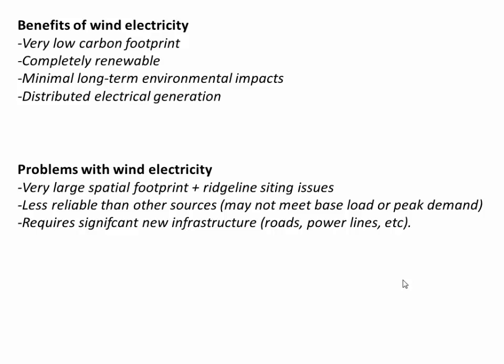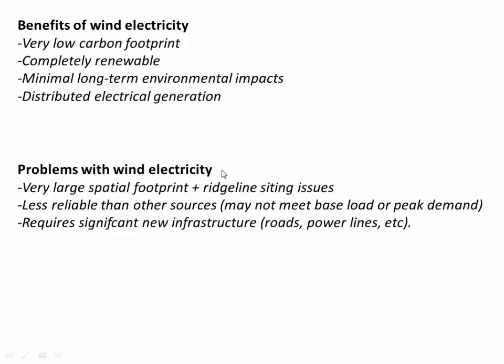So just in summary, wind has some amazing benefits. It has a very low carbon footprint, it's completely renewable, and has relatively few long-term environmental impacts. Basically, you can take those turbines down and the trees will grow back probably. It's also a benefit because it's distributed electrical generation. It's electricity that may be made near where people need to use it.